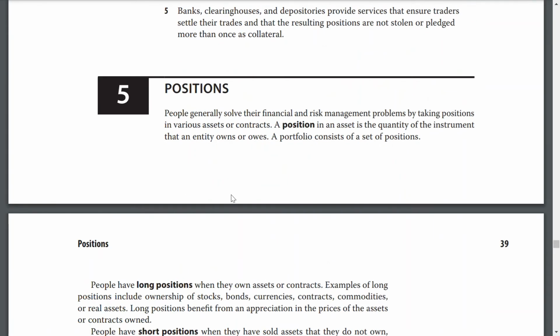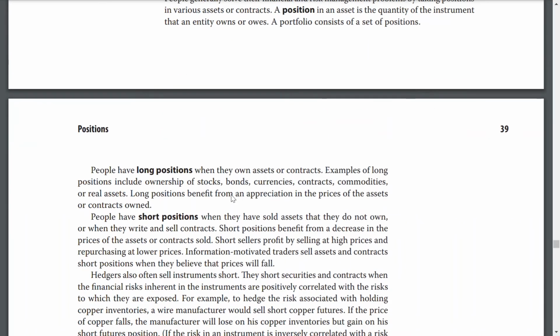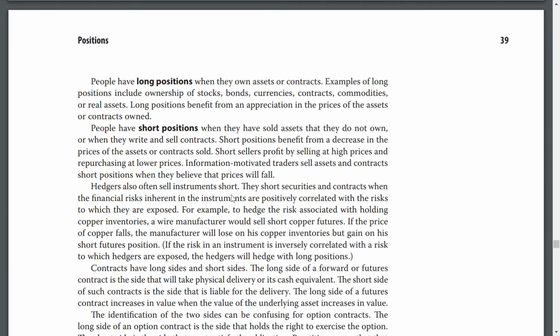People generally solve their financial and risk management problems by taking positions in various assets or contracts. A position is the quantity of an asset or instrument that an entity owns. A portfolio consists of a set of positions. People have long positions when they own assets or contracts. Examples of long positions include ownership of stocks, bonds, currency, contracts, commodities, or real estate. Long positions benefit from appreciation in the prices of the assets or contracts owned.